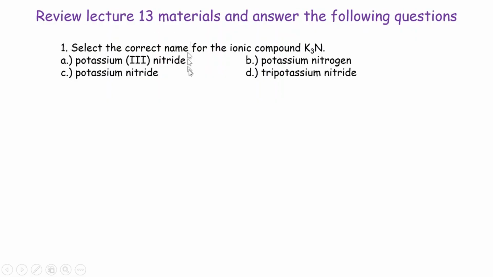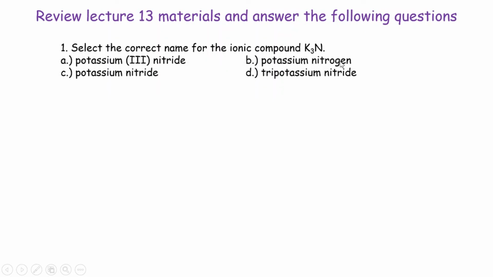This is the end of lecture 13. Quiz number 1. Select the correct name for the ionic compound K3N. What is K? Potassium. What is N? Nitrogen. Okay, let's look at that. Potassium(III)? Potassium is a group 1A element. It's not a transition metal. Whenever you see this, that means a transition metal. So therefore, A is not the correct answer.